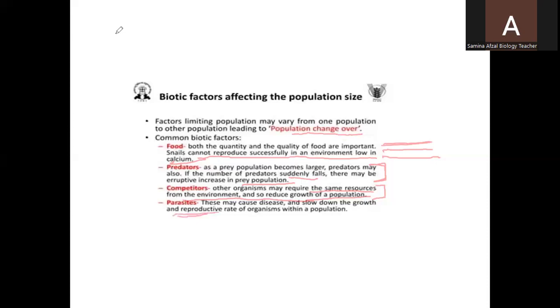Parasites are those organisms which cause different diseases in organisms. Simply, I can say they live at the expense of others, but as a result, they cause different types of diseases in them. So these may cause disease and slow down the growth and reproduction rate of organisms within a population. So in this way, the parasites are also helpful in affecting the population size or reducing the population size.